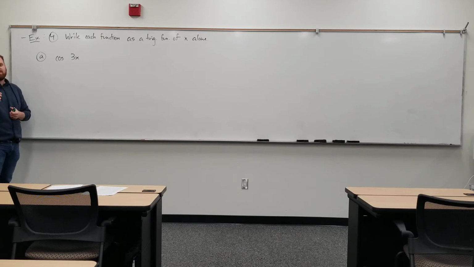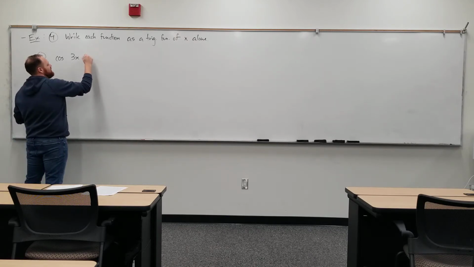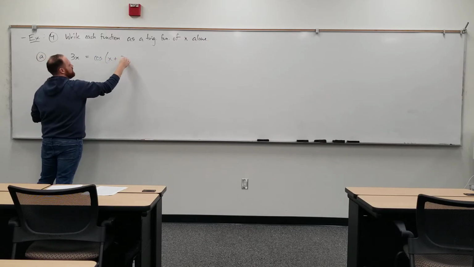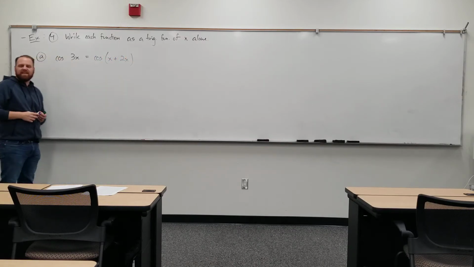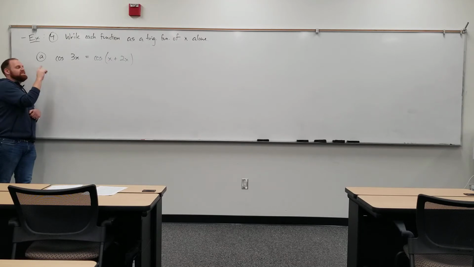Before you pause the video to try it yourself, let me give you a little hint. All right? My hint is, you could think of this like cosine of x plus 2x, right? Which is exactly how we proved the double angle identity for cosine 2x in the first place. But pause the video now, okay? See if you can figure out the rest of the proof from there.